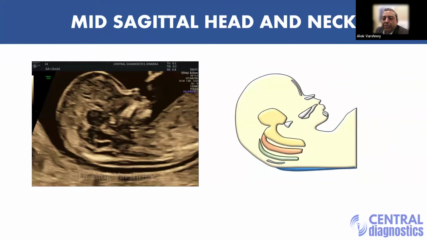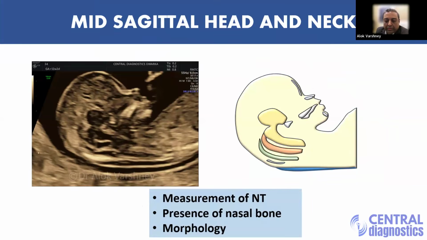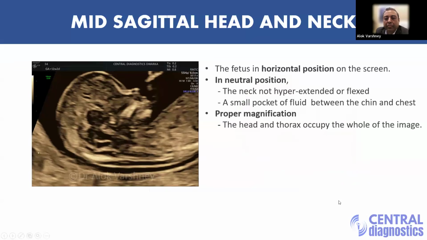Then we come to the very, very important plane, that is the NT plane or the mid-sagittal plane, which delineates the head and neck of the fetus. That's the plane that we use not only to measure the NT, but we also assess the presence of the nasal bone. And then we also look very, very carefully these days for the various abnormalities. So morphological assessment is very important.